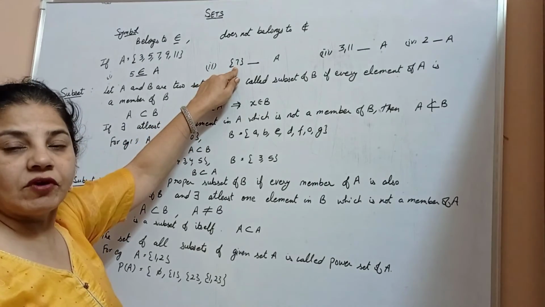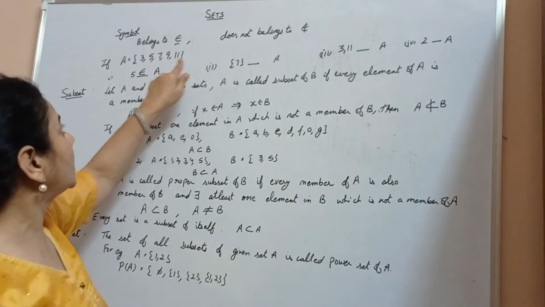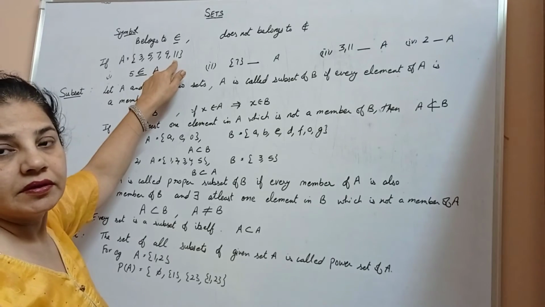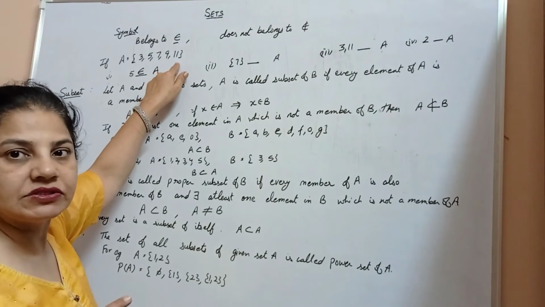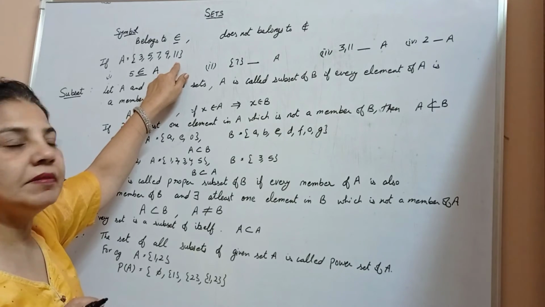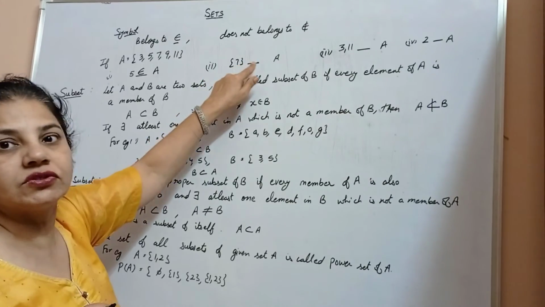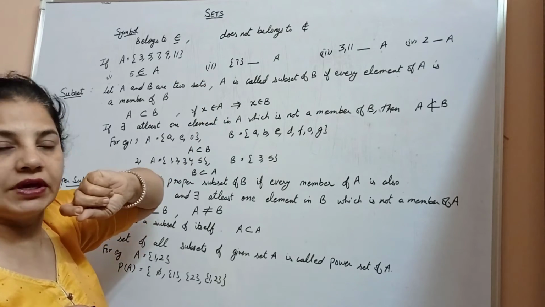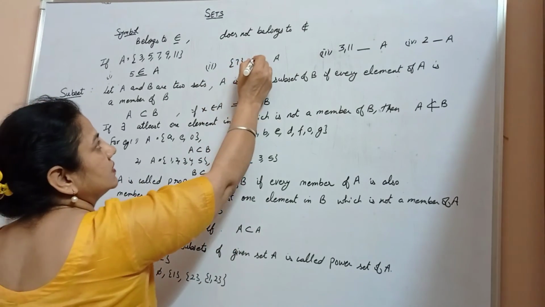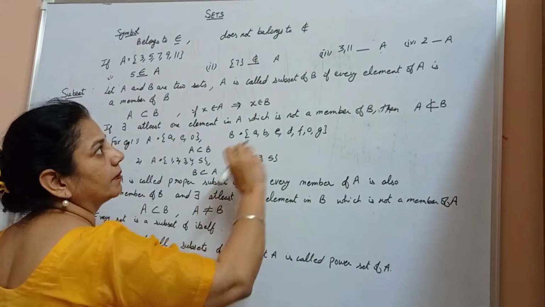Now 7, it is given in the form of a set. But here elements are given. The set is not given to us, only elements are given. So the set 7 is not an element of A. So we say that the set 7 does not belong to A.